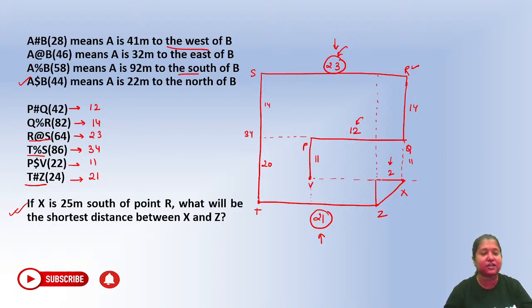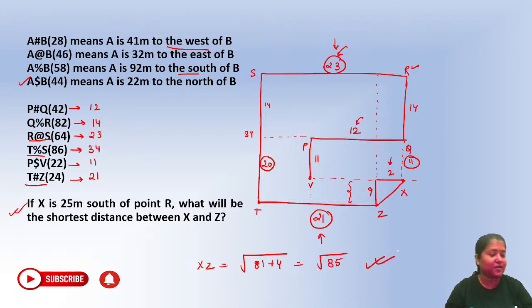ये distance कितना हो जाएगा? 2 हो जाएगा. What is going to be this distance here? If this is 20 and this is 11, so that means this distance has to be 9. 20 minus 11. So you can see that's coming as 9. So what is the hypotenuse XZ? XZ will be equal to under root of 9 square, that is 81, plus 2 square, that is 4. So this is going to be under root of 85, right?